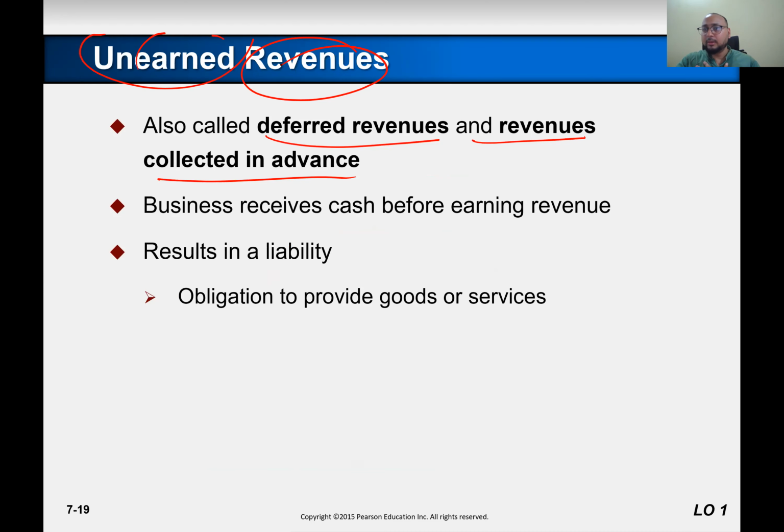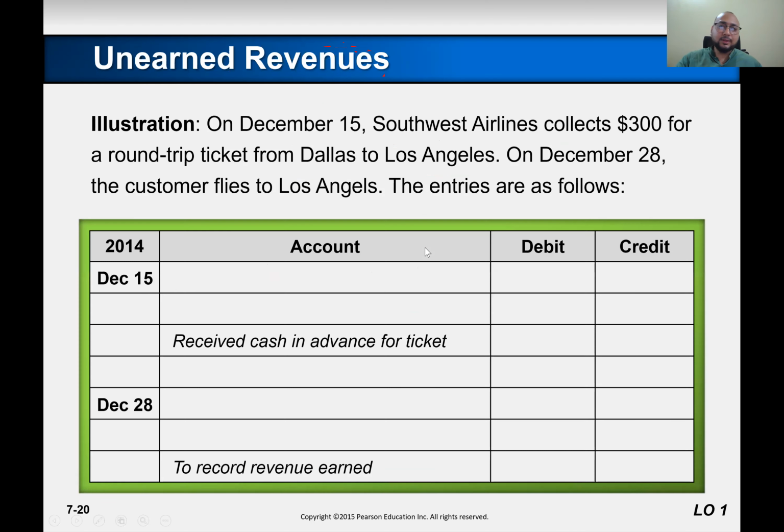So before, it is a liability. The customer can cancel the order and you are liable to pay back the money. Right? So that's why we create a liability. So it results in a liability, which is an obligation to provide goods or services. When you provide the services, then you are eligible to record the sales. So we have an illustration here. So I'm going to be reading aloud. Meanwhile, I would be asking you guys to please participate in these entries.